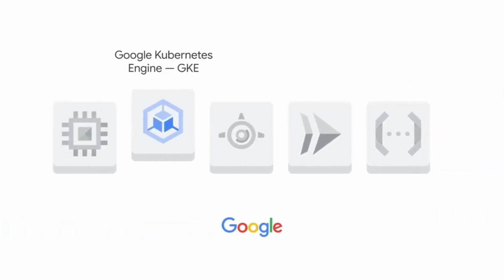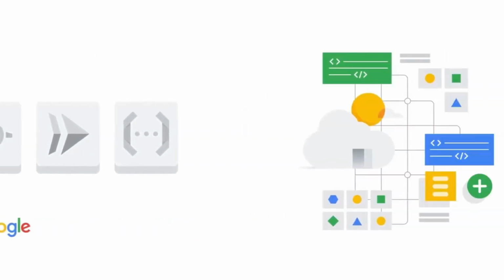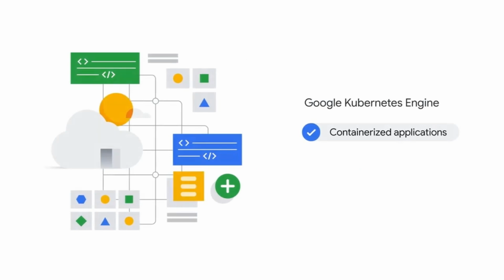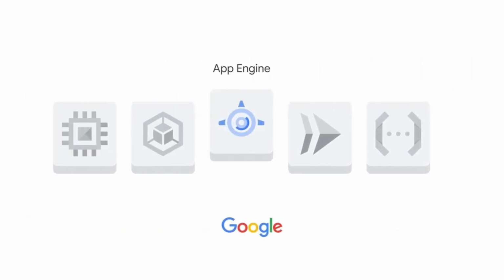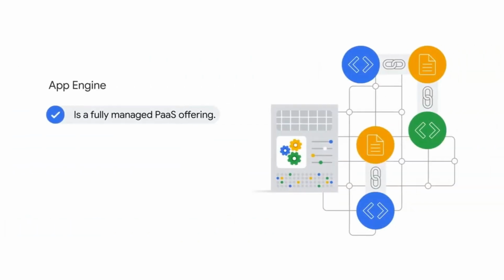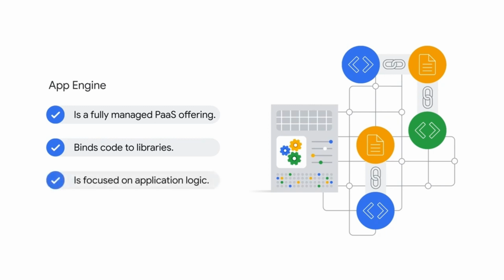The second is Google Kubernetes Engine, or GKE. GKE runs containerized applications in a cloud environment, as opposed to on an individual virtual machine like Compute Engine. A container represents code packaged up with all its dependencies. The third computing service offered by Google is App Engine, a fully managed PaaS, or platform as a service offering. PaaS offerings bind code to libraries that provide access to the infrastructure application needs. This allows more resources to be focused on application logic.